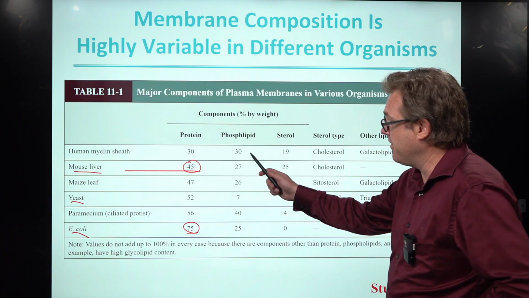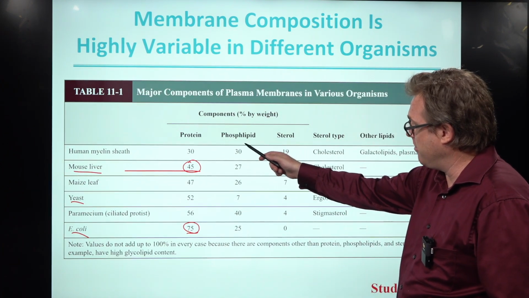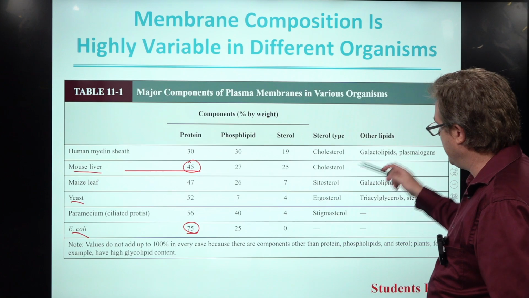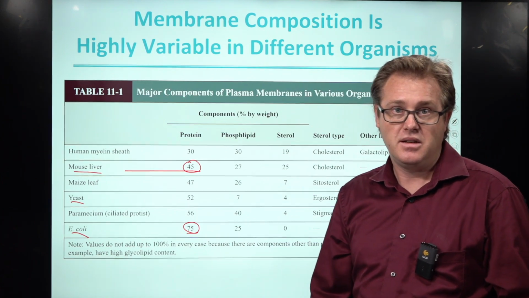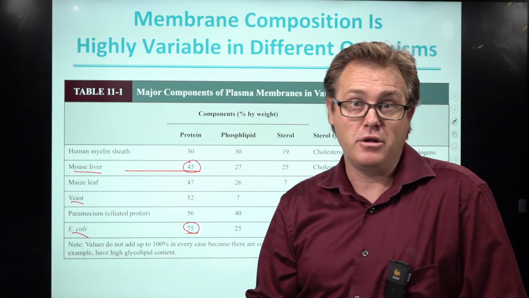And you look at the type of lipids right here. How many phospholipids does it have compared to other types of lipids? Depending on the species, we're going to get membranes that look different.